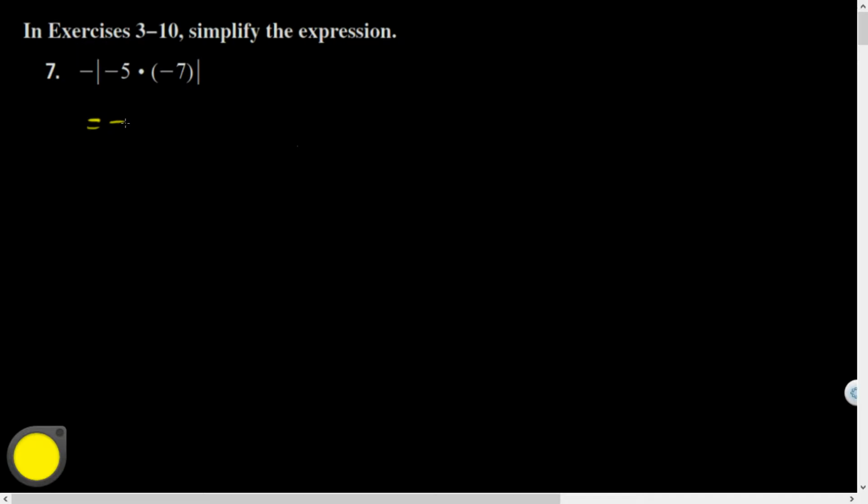This is good stuff. So I've got the opposite of negative 5 times negative 7 is positive 35. What does absolute value do to a positive number? Nothing, right? It just leaves it alone. And then this minus sign was on the outside of the absolute value, so it looks like negative 35 would be the result of simplifying that expression.